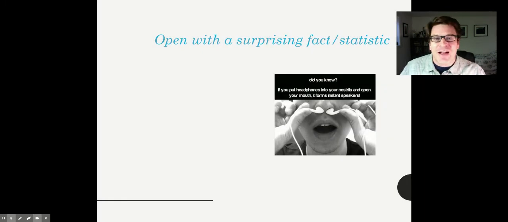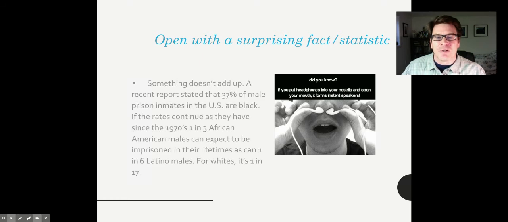A surprising fact or a statistic can be a nice way to open up the paper. And I think the reason this works is that you then come off as somebody who has something to tell the reader that they didn't know before. So I'll let you pause and look at this as well, about statistics about incarceration for people of color and how that's kind of shocking in some ways. I'll let you pause.